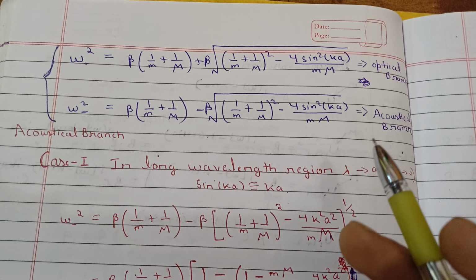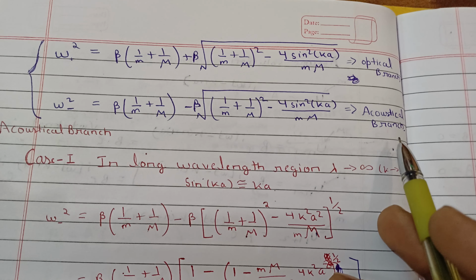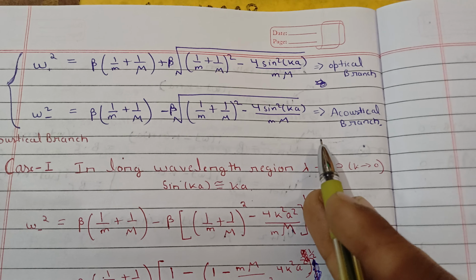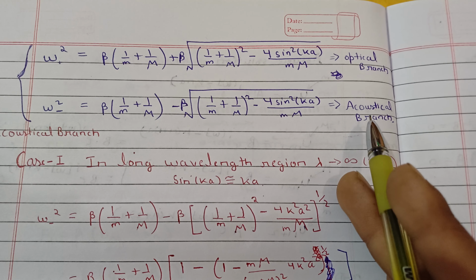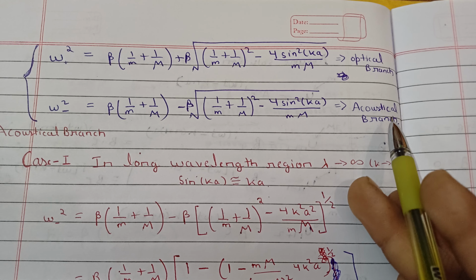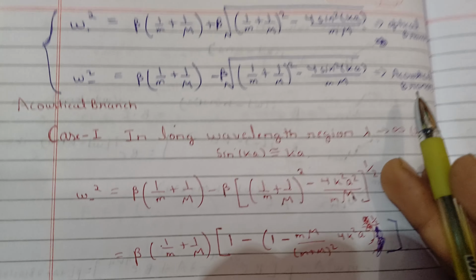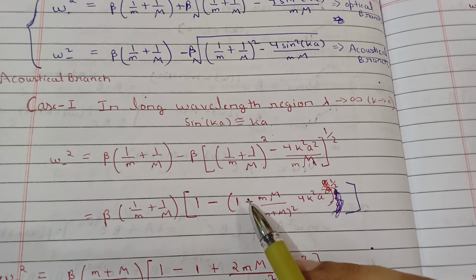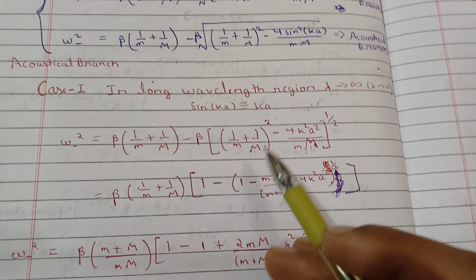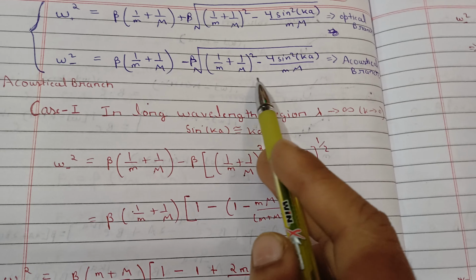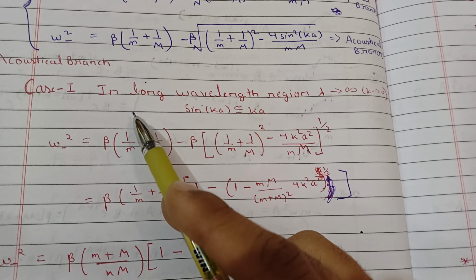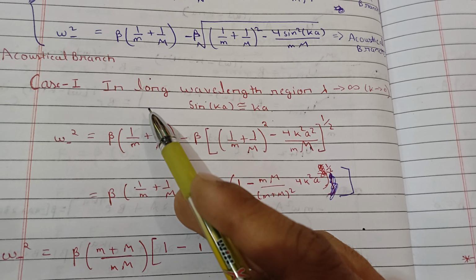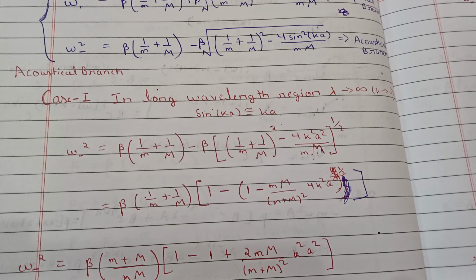So let's first study the second one, the acoustical branch. Somewhere you are getting the idea that acoustic means sound wave, so it is something related to that. So let's see. Let's first do some more mathematics. Let's take this equation. And now we have two, three cases, as we did in the monoatomic lattice vibration.